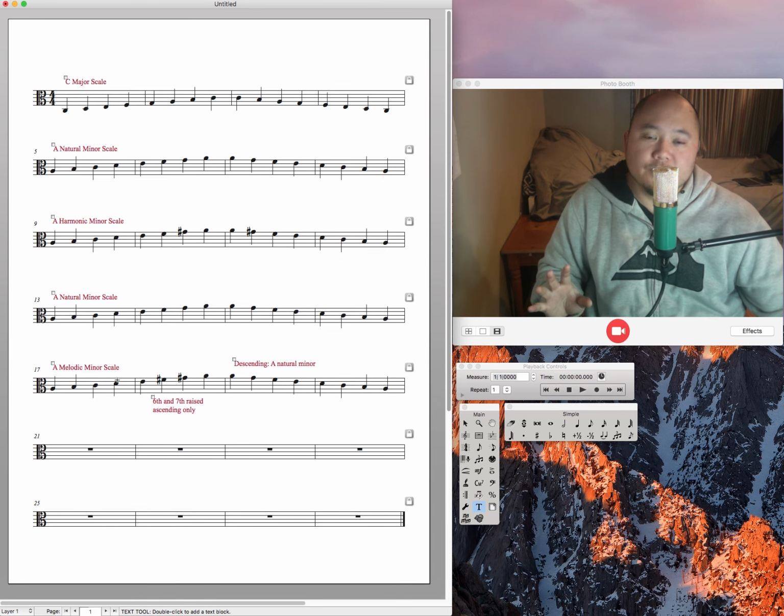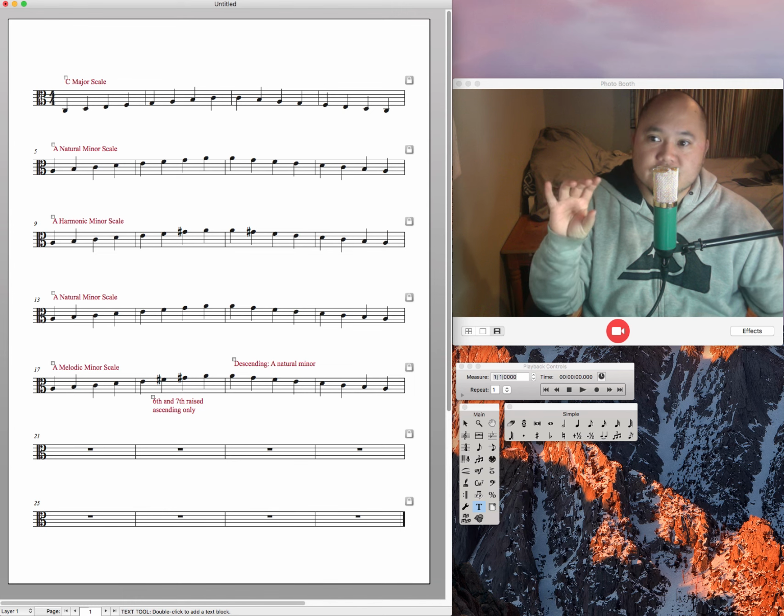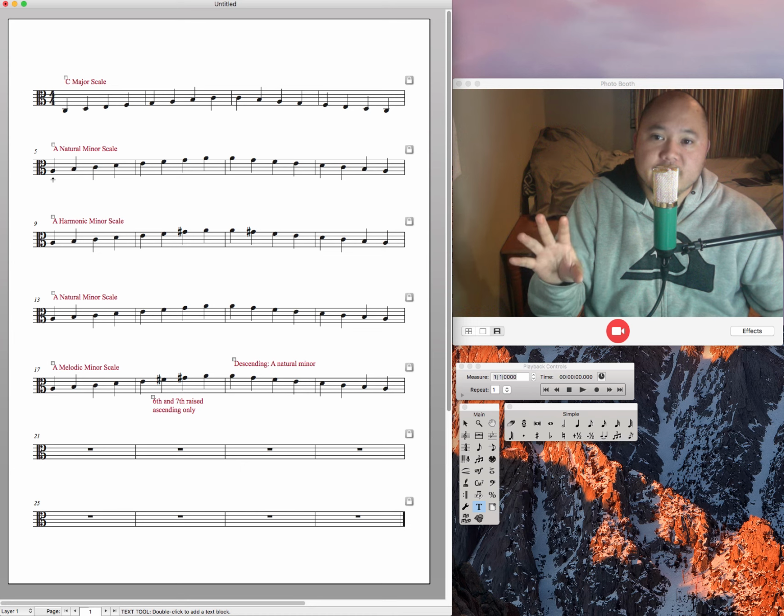Why is it called relative? It's called relative because they're related by key signature. The key signature is the same. Okay, how do you get to the relative minor? You find the 6th scale degree. You get to the 6th scale degree of your major scale. All right, and that's how we get to A over here.